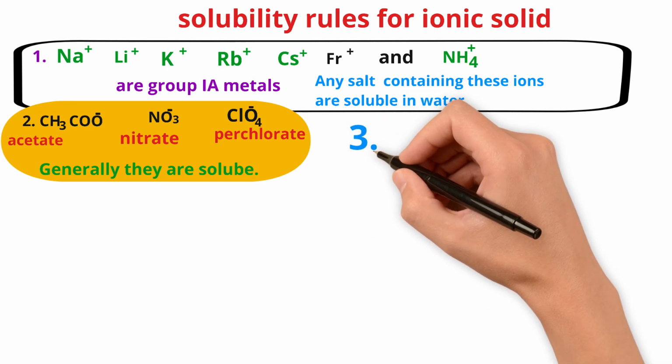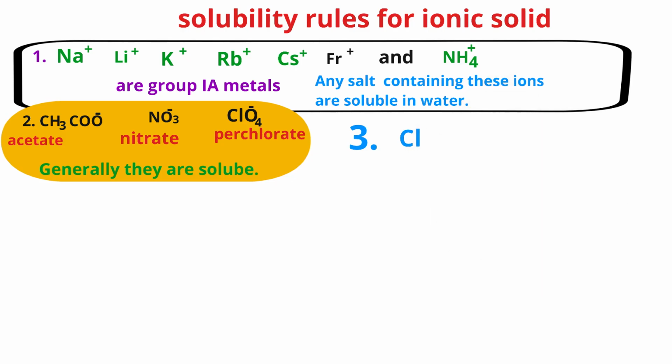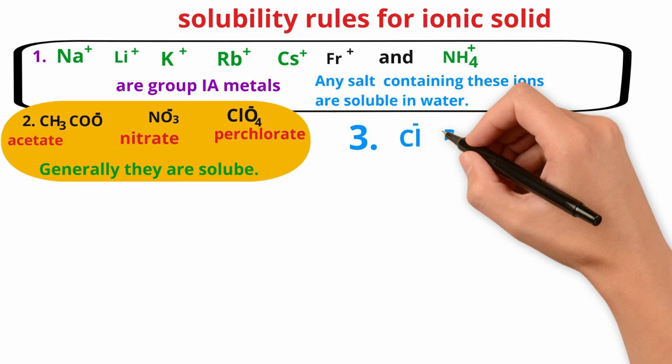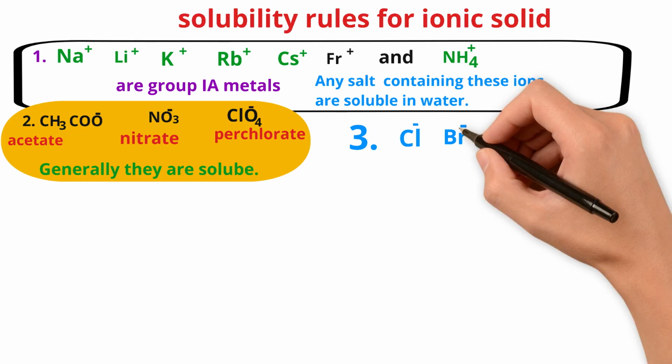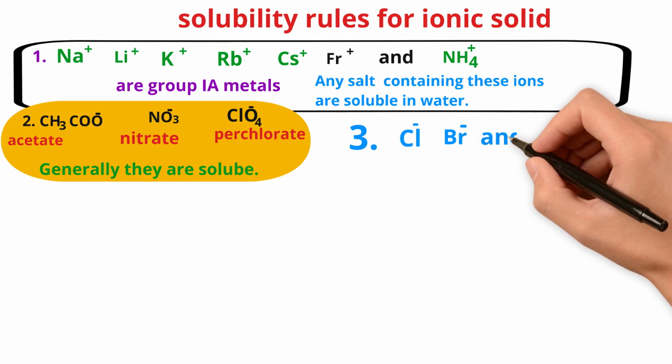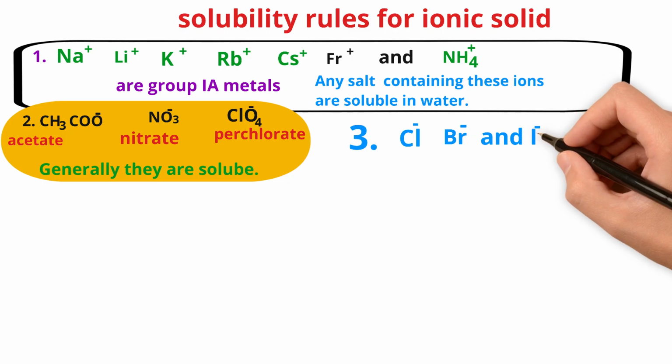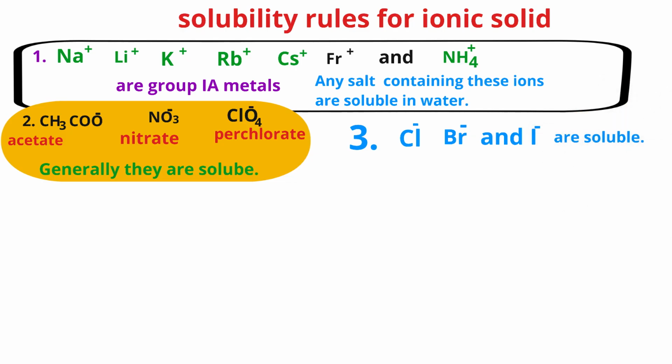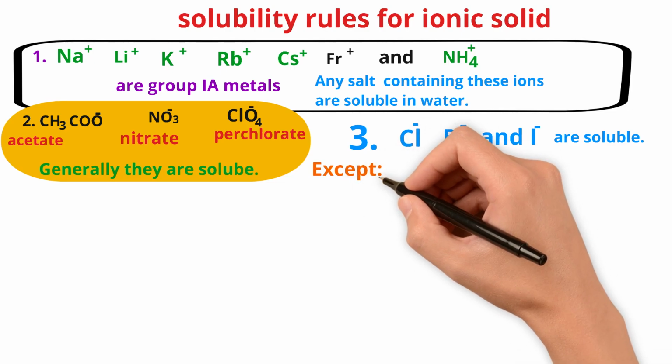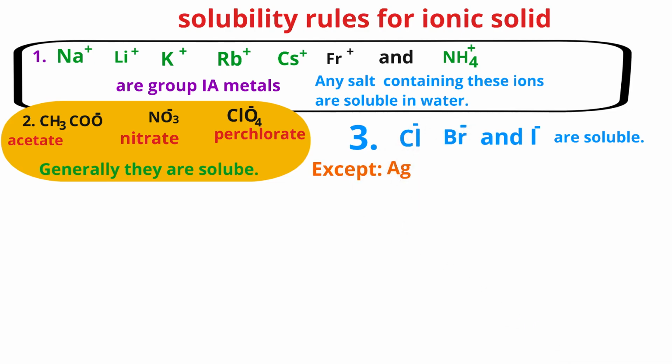The third rule is about halogens: chloride ion, bromide ion, and iodide ion. Any salt that contains chloride ion, bromide ion, and iodide ion is soluble. But there are exceptional salts that contain chloride, bromide, and iodide that are insoluble. For example, silver chloride, silver bromide, and silver iodide are insoluble.